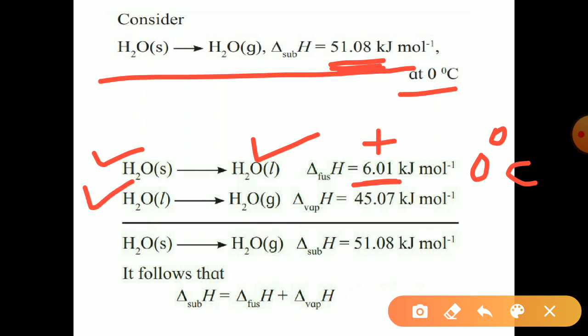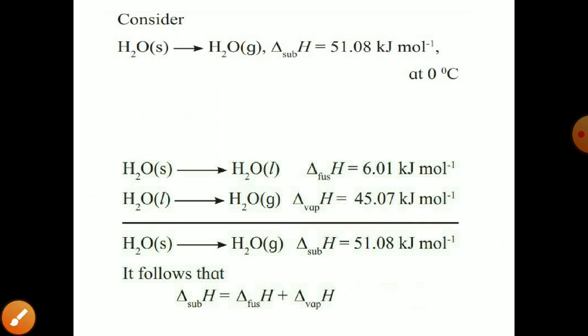Now second step is liquid water converts into gaseous water and vaporization takes place here. This also takes place at 0 degree Celsius. The enthalpy is 45.07 kilojoule per mole.